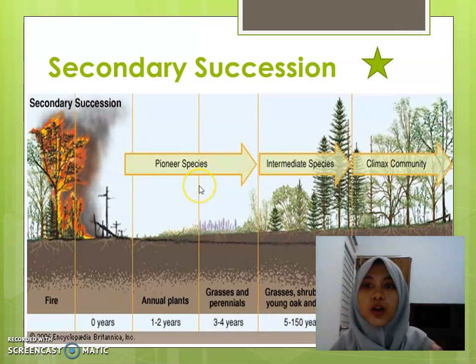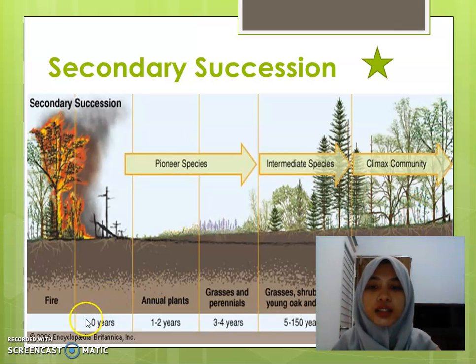This is the steps of secondary succession. We can see this is maybe a burning forest. It's fire, and then pioneer species grow like annual plants, grasses, and perennials, become intermediate species like grasses, pines, young oak, and hickory, and then the last step is the climax community, a mature oak and hickory forest. This is the time.